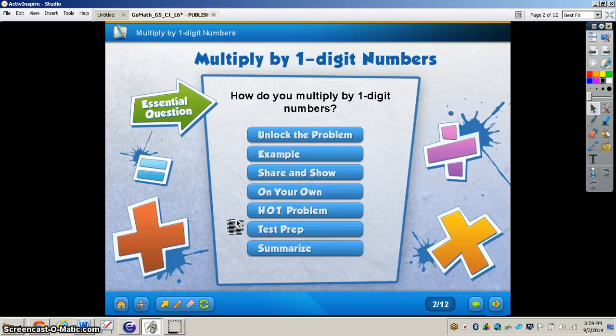In this video, we're going to be taking a look at multiplying by one-digit numbers. Now, the essential question that we're going to explore is how do you multiply by one-digit numbers? Now, as you know, you need to have your Go Math book out, a pencil, and your math journal, and I want you all to turn to page 27 in your Go Math book.